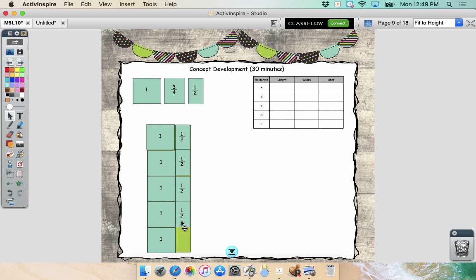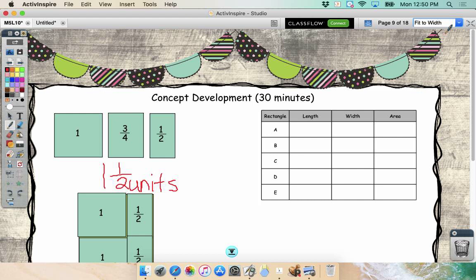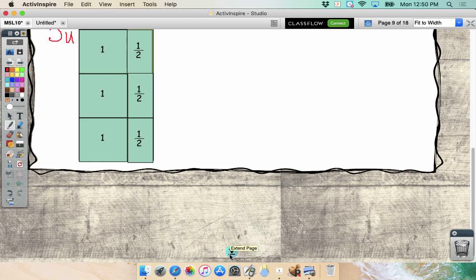I know those halves aren't perfect, and I'm kind of in a hurry. So what do I have here? 7.5. So I have 5 times 1.5, correct? And this is units. So we'll draw this in a minute. So is this rectangle C? 5 units times 1.5 units. And somebody said it was 7.5. Is that right? No. Let's look.